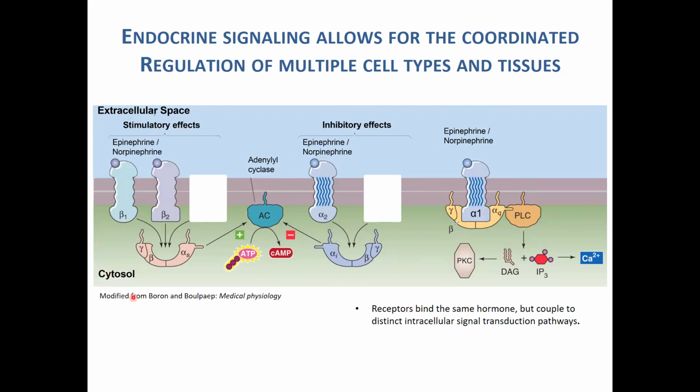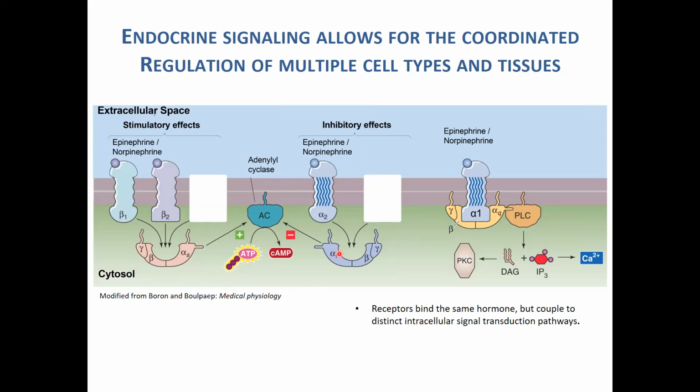We have the beta 1 and beta 2 receptors. These couple to the G alpha S, or stimulatory, subunits. They're going to activate adenylate cyclase and make more cyclic AMP, and cyclic AMP is going to activate protein kinase A, and that's going to elicit a biological response.